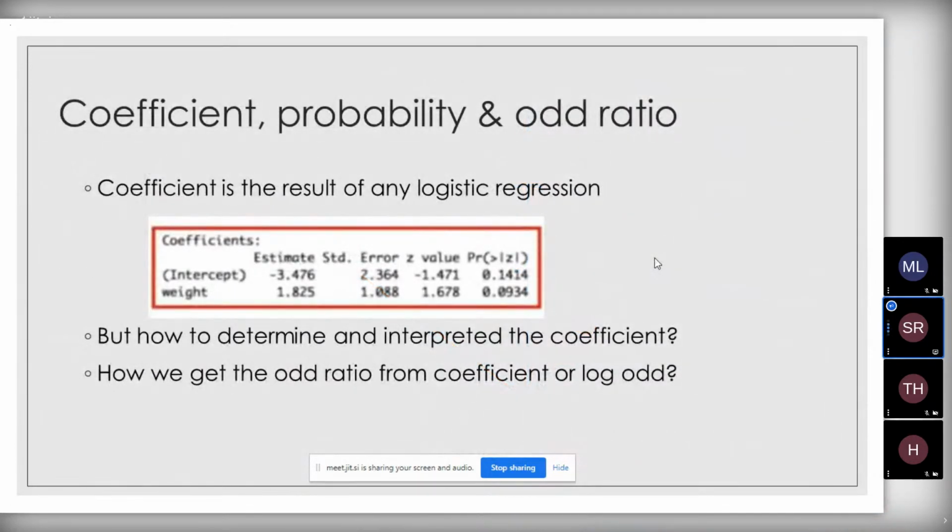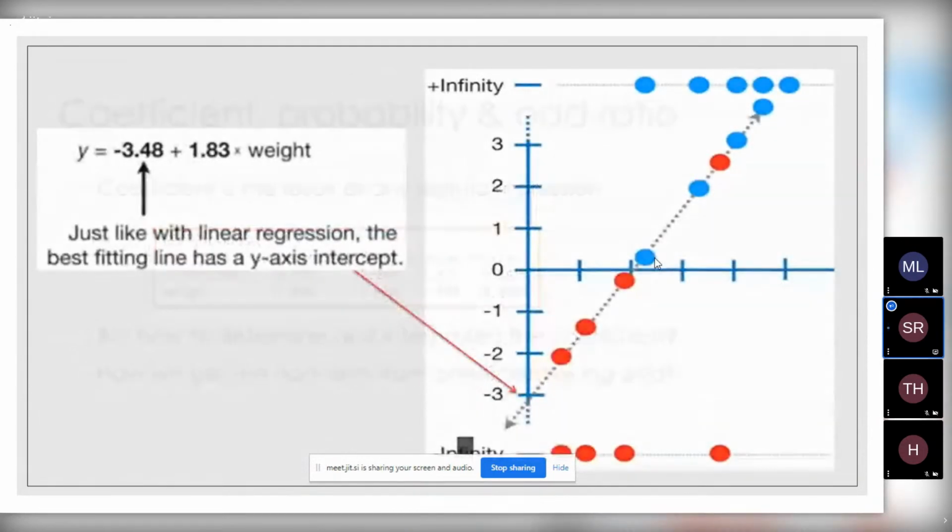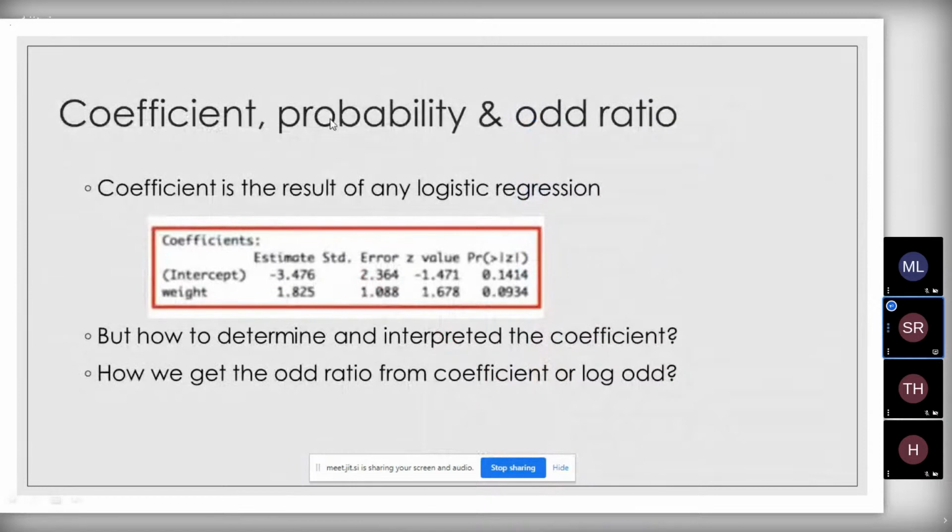Now I just want to give the concept of how we get the coefficient. What is the meaning of coefficient? Actually, the coefficient comes from probability. When we interpret this coefficient for logistic regression, the value is actually a log odds. Later I will show you how we get the odds ratio from this coefficient and why we need to take the log.